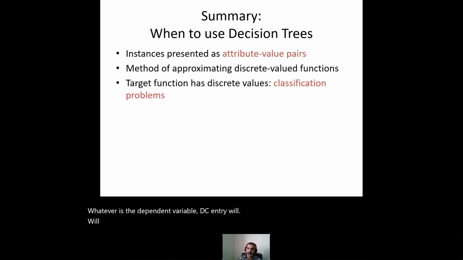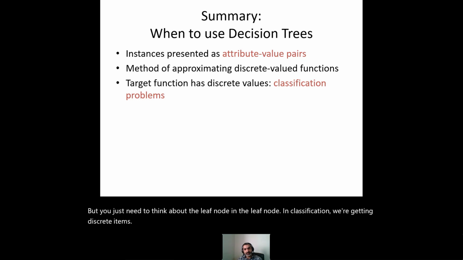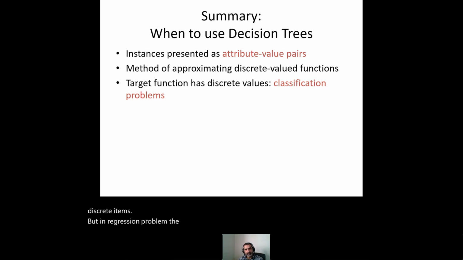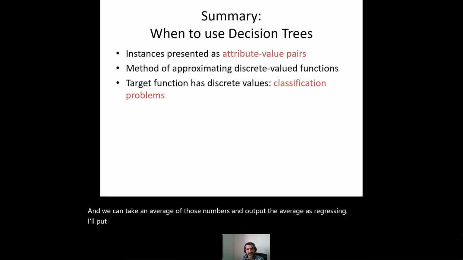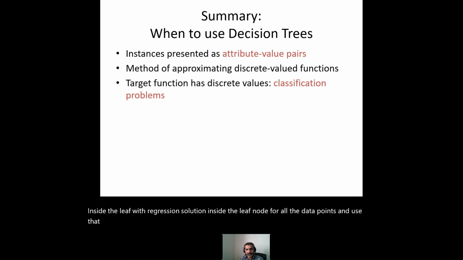But I will leave it to your imagination how a classification tree can solve a regression problem. You just need to think about the leaf node. In the leaf node, in classification, we are getting discrete items. But in a regression problem, the leaf node will have a range of numbers. And we can take an average of those numbers and output the average as a regression output. Or we can fit a regression solution inside the leaf node for all the data points, and use that regression solution to output Y.